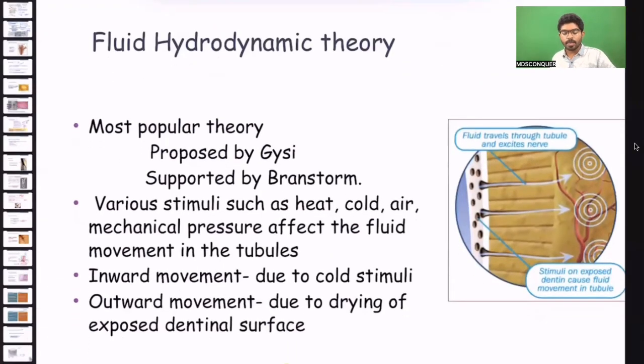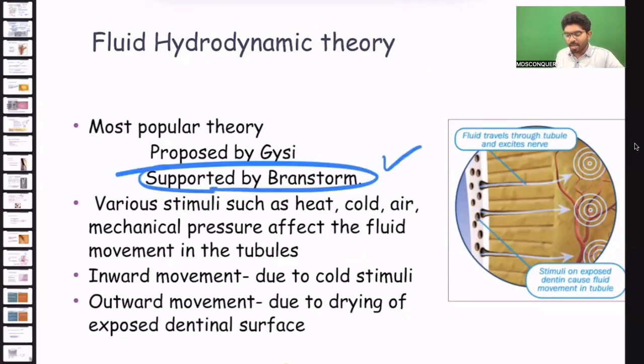Yes, very good. Next, hydrodynamic theory, a very frequently asked question. Hydrodynamic theory was given by Brännström. I remember it as Strom, liquid, right? Dentinal fluid is moving, the movement of fluid will take place. Okay, very simple question.